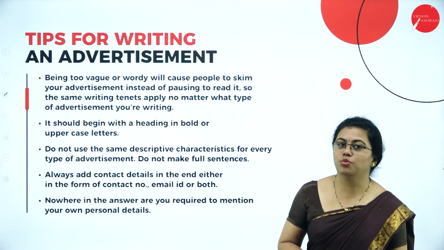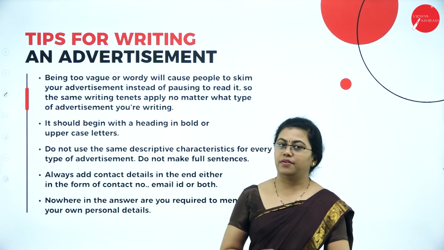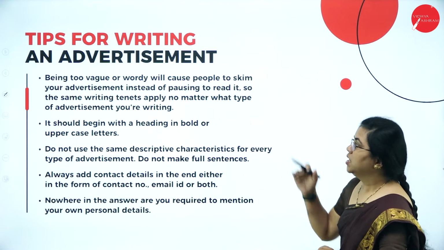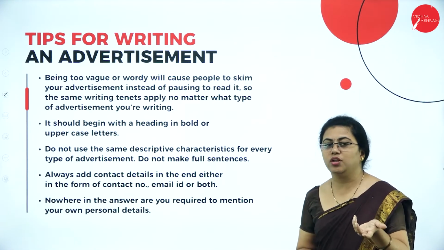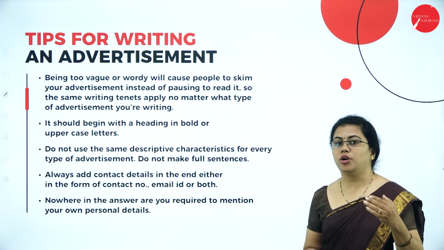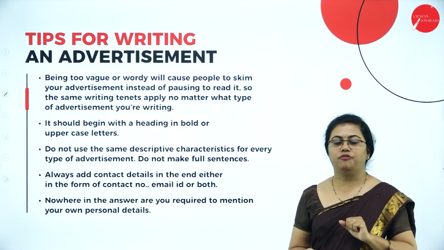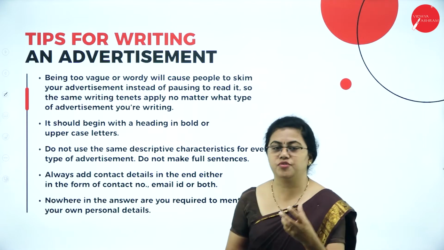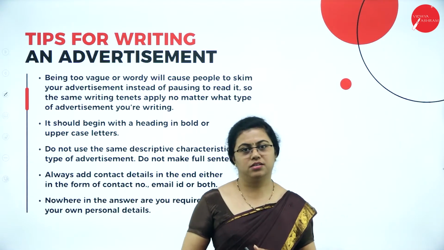Okay, then we'll move on to understand few tips that are required for the advertisement writing. Being too vague means you don't know what the actual content is. Okay, you should not be too vague. You need to specify the details properly. Suppose you are selling your flat, you don't write which facing it is, what is the measurement, what is the price, or something like that.